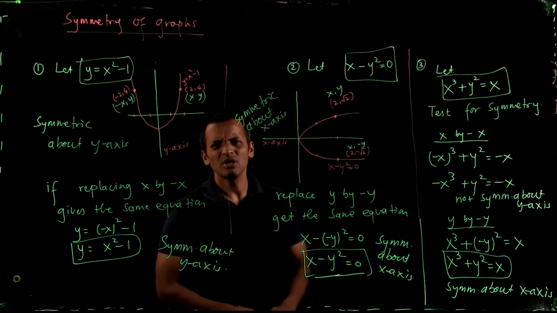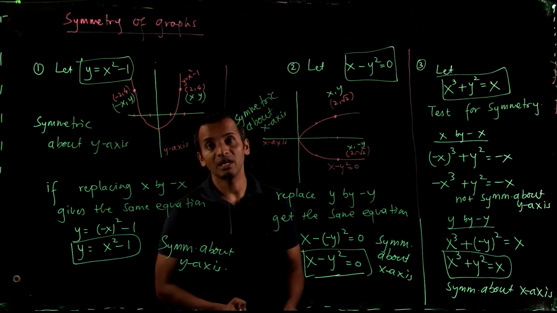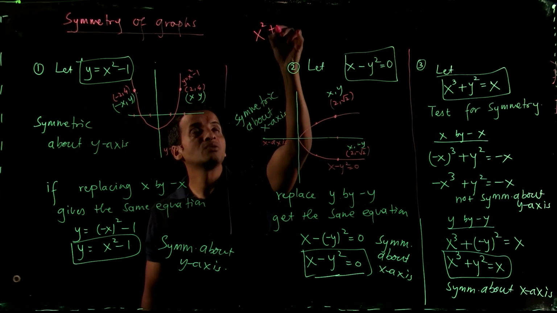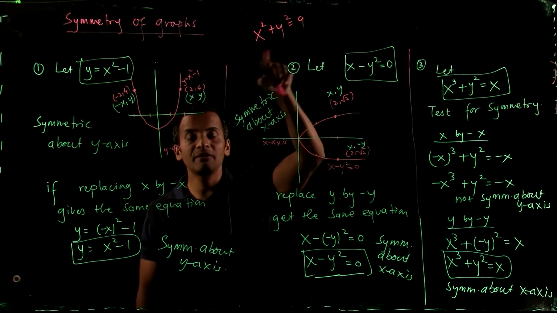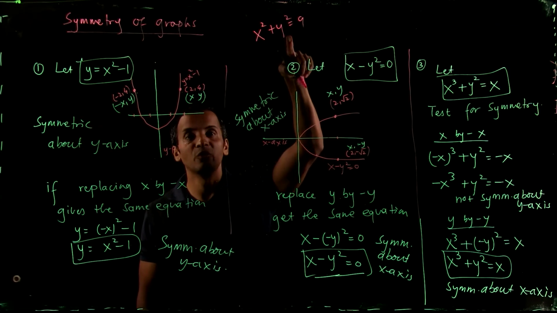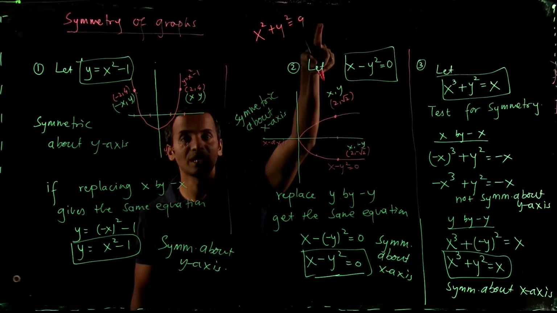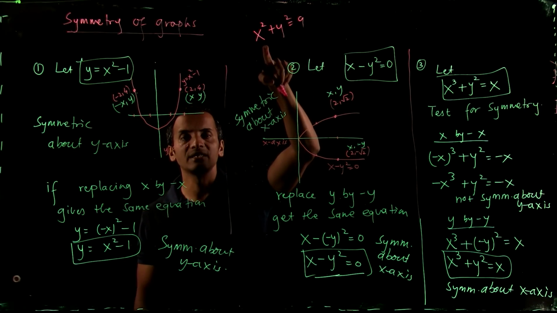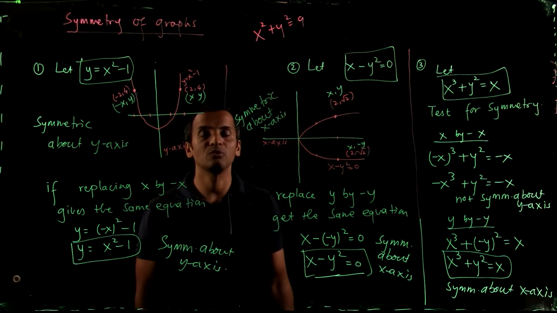So this is how we check whether the graph of a function is symmetric about x-axis or y-axis or not. Sometimes a graph can be symmetric about both x-axis and y-axis. Can you think of that type of example? Let me give you this example. How about x squared plus y squared equals 9? Is this symmetric about x-axis? You replace y by negative y. It will be x squared plus negative y squared, which is basically plus y squared equals 9. Yes, it is symmetric about x-axis. How about replacing x by negative x? You get exactly the same equation. So this is symmetric about both x-axis and y-axis.